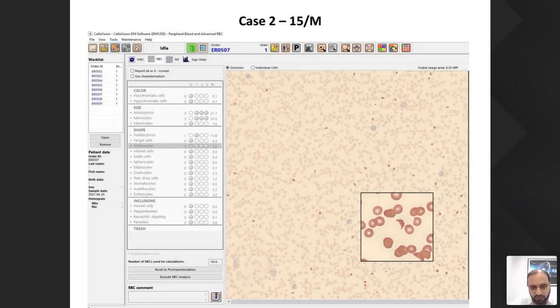What they did was they sent for a cyclosporin level which came out to be high, and accordingly the patient was managed. Now there are two things which I would like to highlight. One is that we gave the grade, and the second thing is that we put in the quantification, telling that it was 3.5%. So in around 1600 RBCs, it was 3.5% of schistocytes, which amounts to a grade 3 or marked schistocytosis.